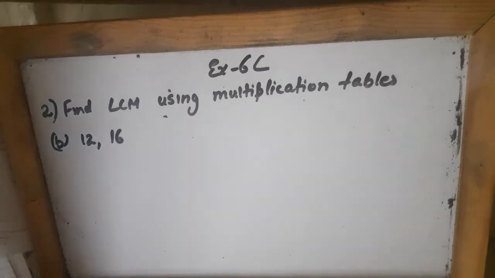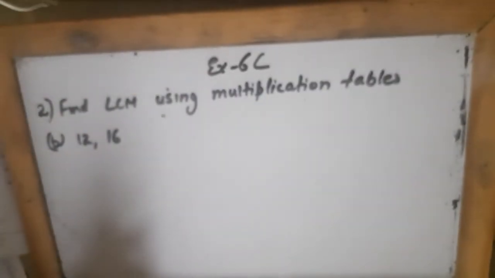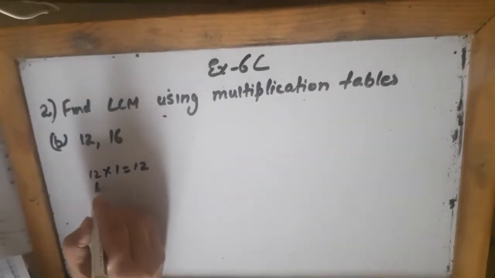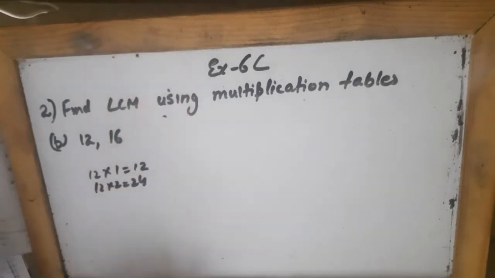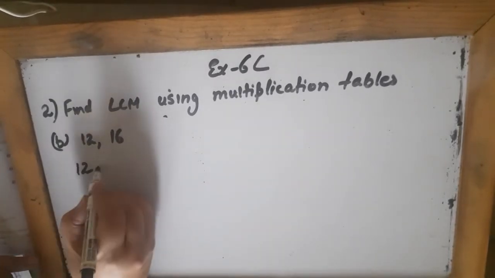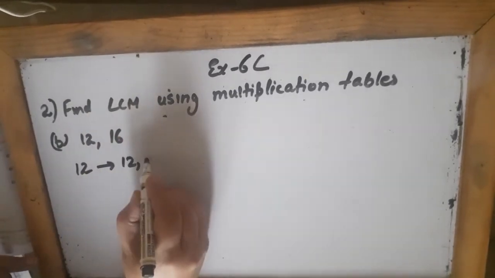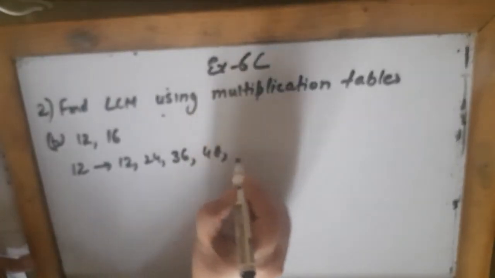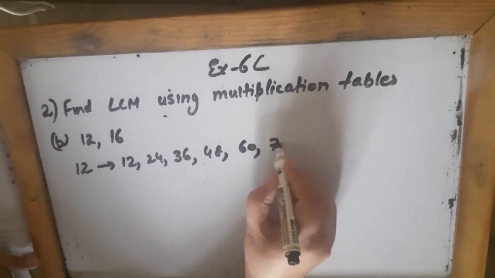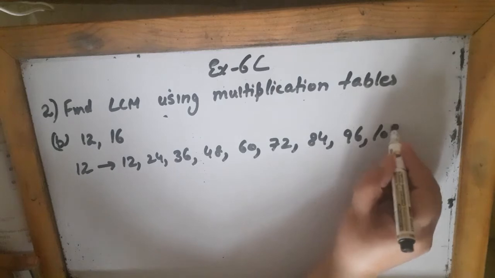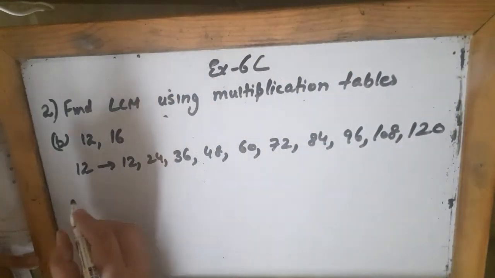Now I will take the second question, the B part. I have to find LCM using multiplication table. Now instead of writing the full table, like 12 ones are 12, 12 twos are 24, I will just write the multiples of 12. So in order to make my work easy: 12 ones are 12, 12 twos are 24, 12 threes are 36, 12 fours are 48, 12 fives are 60, 12 sixes are 72, 12 sevens are 84, 12 eights are 96, 12 nines are 108, 12 tens are 120.